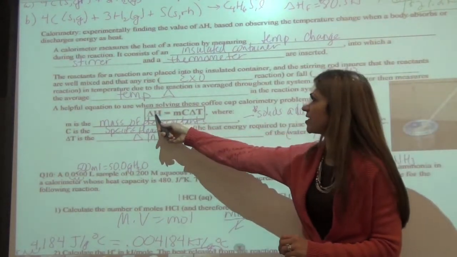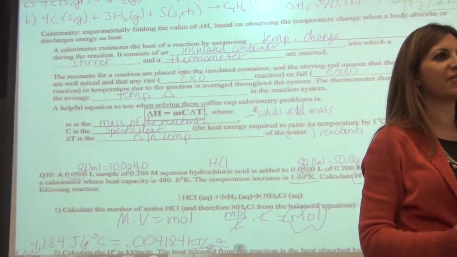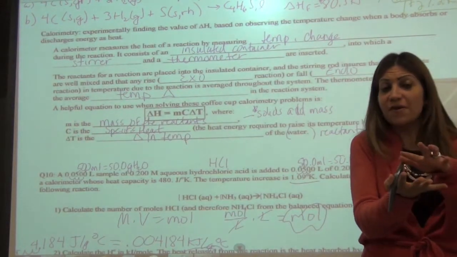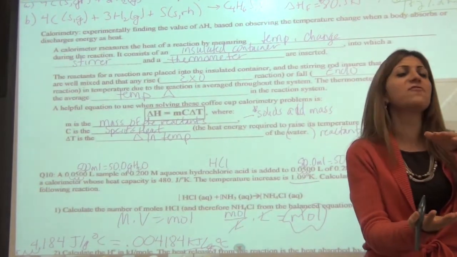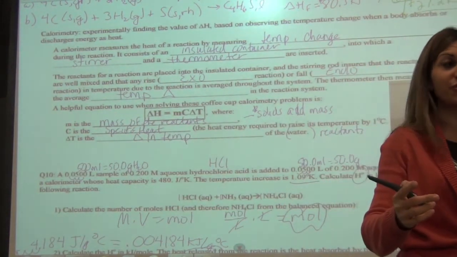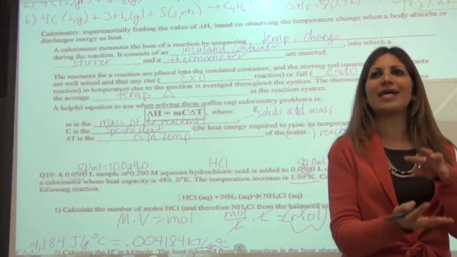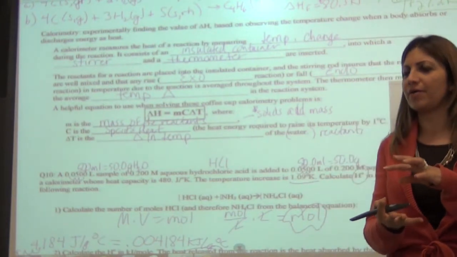So when we do delta H, we need to know what the mass is of the reactants inside of the calorimeter. If you have 50 milliliters, that's very different from having 100 milliliters. I know I exaggerated it with the lake, but I want you to think about that, okay? The mass here is the total mass that went into your calorimeter, all right?